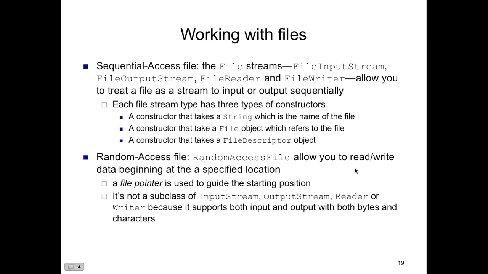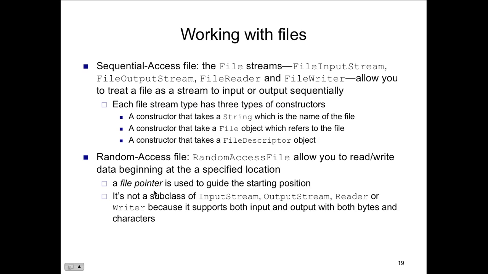Random access allows you to read and write data at any specified location, not from the start of the file to the end of the file. You can just randomly go to any part and read half the file. A file pointer is used to guide the starting position. In fact, that's what the file descriptor is. It's a file pointer. And no, we don't have pointers in Java. We don't have dynamic memory allocation in Java either, but we have it. It's just that we don't have to do it. The packages do it for us.